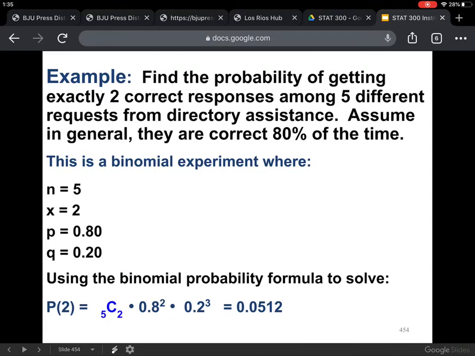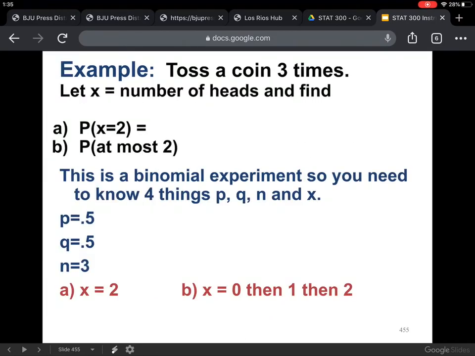So binomial probability distribution, you recognize that there's only 2 outcomes. There's a finite amount of trials. They're all independent trials. Each phone call is independent, and you have only 2 outcomes, and the success is the same for every single call. 80% of the time they're correct. Okay, so here's another example.